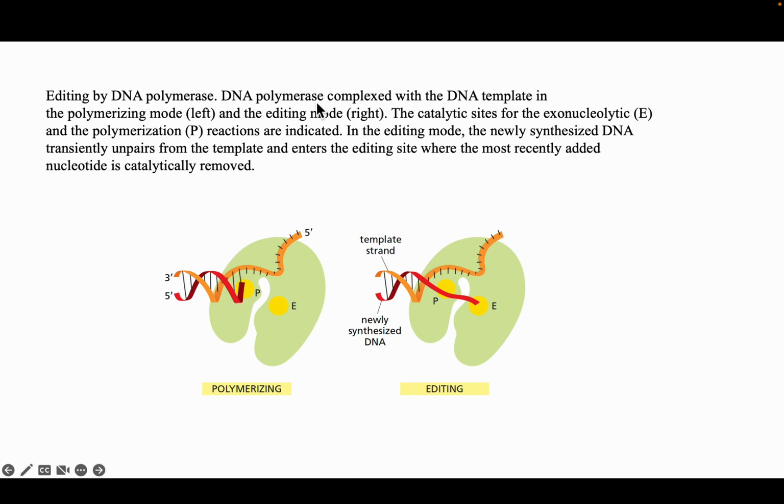Editing by DNA polymerase. DNA polymerase is complexed with the DNA template in the polymerizing mode and the editing mode. The catalytic sites for the exonuclease and polymerization reactions are indicated here. In the editing mode, the newly synthesized DNA transiently unpairs from the template and enters the editing site, where the most recently added nucleotide is catalytically removed. While the polymerization goes on, the DNA moves by the polymerization site, where DNA replication is continued.